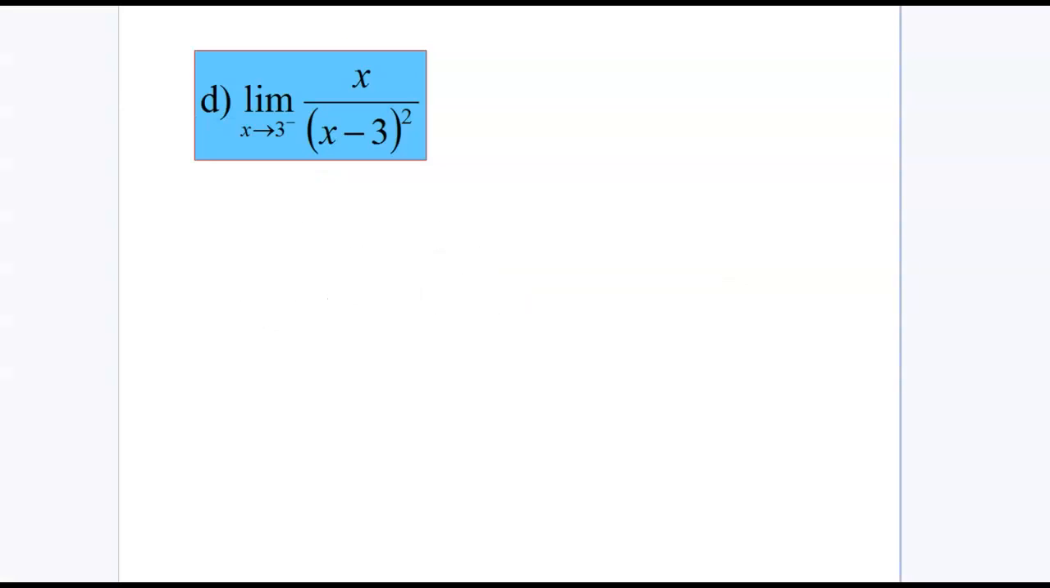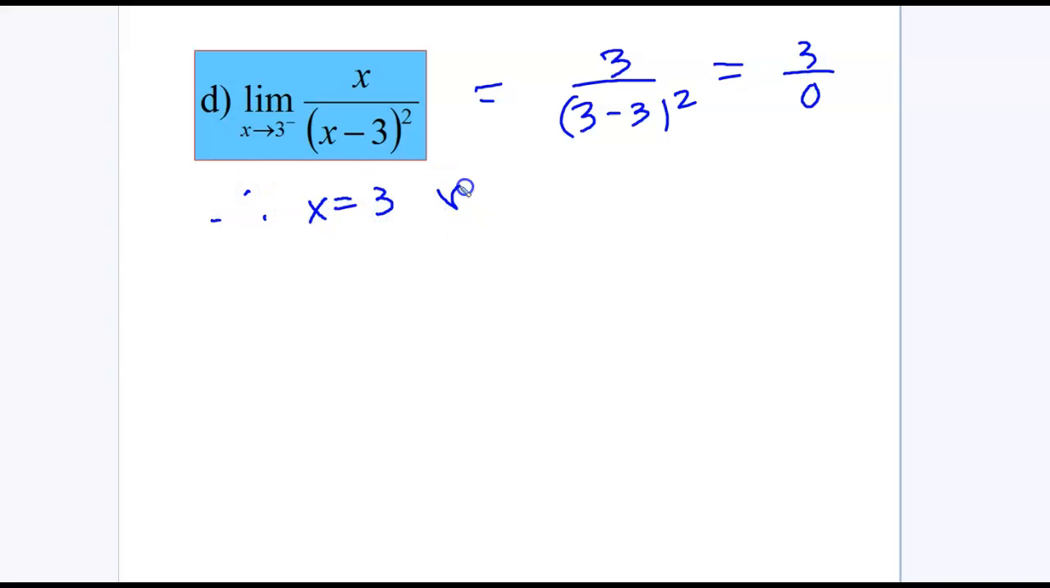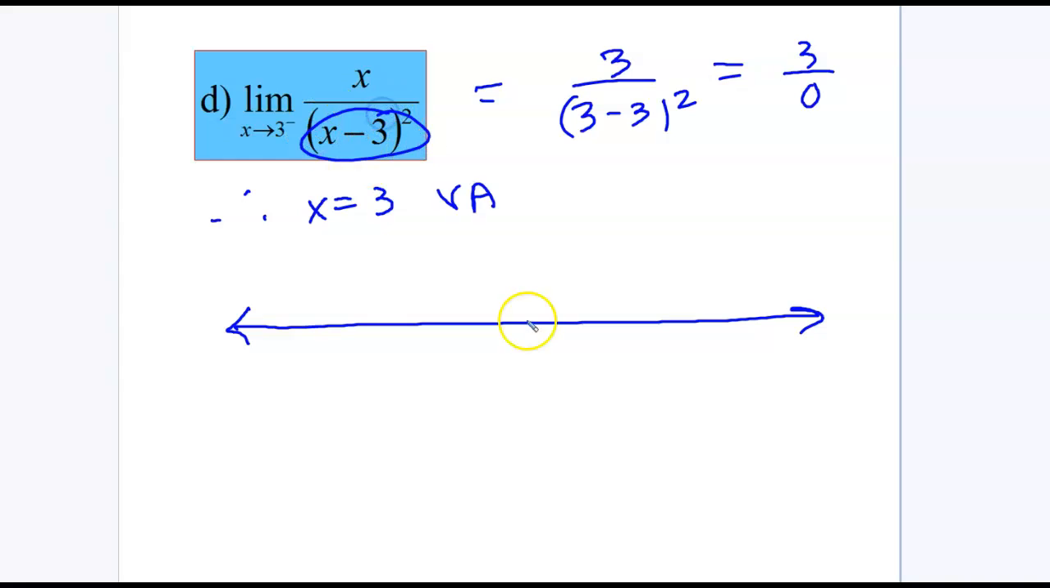Okay, this time we're asked to find the limit as x approaches 3 from the left side. If I plug 3 in, I'm going to get 3 over (3 minus 3) all squared, which is going to be 3 over 0. Therefore, I know that x equals 3 is a vertical asymptote. Now I can go straight to my number line. What makes the bottom 0? That's going to be when x is 3, so that's going to be undefined. And the value that makes the top 0 is going to be 0.